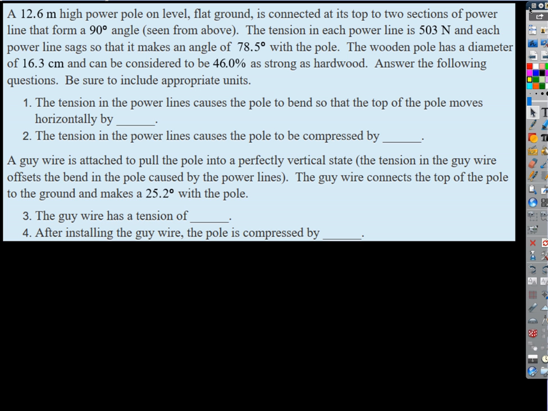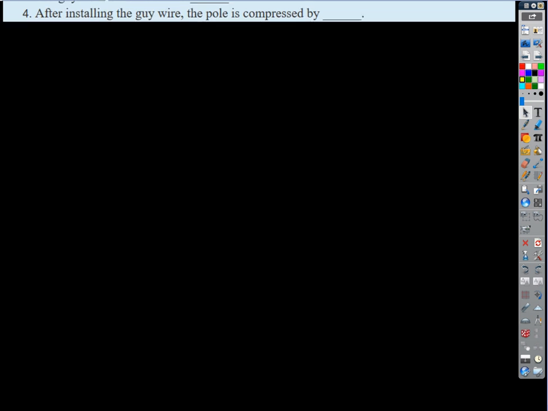The tension in each power line is given to us. Now, each power line sags so that it makes an angle of 78.5 degrees with the pole. So let's try to draw this picture, first of all. Pictures in physics are really important. So here's the pole, and we've got these lines connecting to the pole. Like that, and the lines make a right angle, right? But here's one of the lines, there's the tension vector pulling on the pole. It forms a 78.5 degree angle, right?